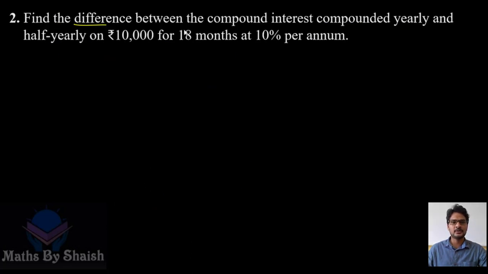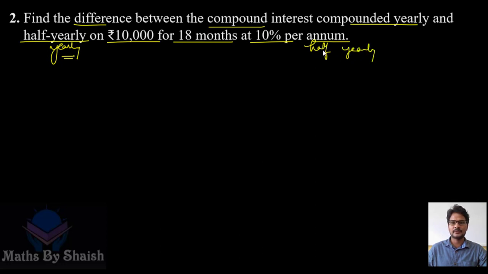And here's the second question. Find the difference between the compound interest compounded yearly and half yearly on 10,000 for 18 months at 10% per annum. So for the yearly case, we have a different formula and a different scenario as well, and for the half yearly case, again we have two different things. So we are going to calculate it in this way.